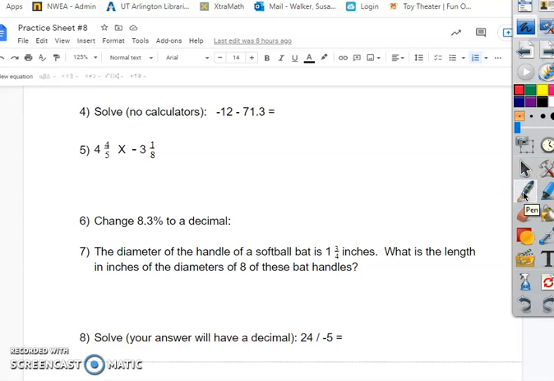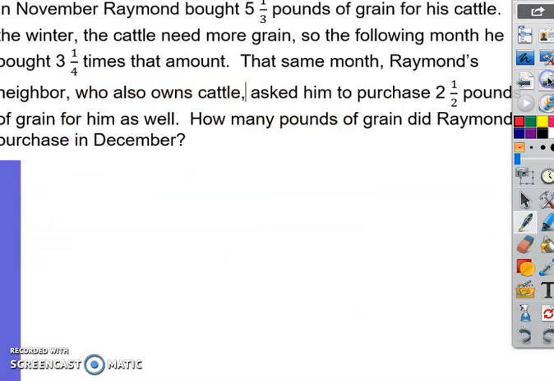We're going to continue working on practice sheet 8, and we're going to look at number 6, which says change to a decimal. Guys, whenever you're changing to a decimal, if you think about it like this, for instance, 71%, that means 71 over 100, or 71 hundredths, tenths, hundredths, 71 hundredths. So we literally are moving that decimal twice.